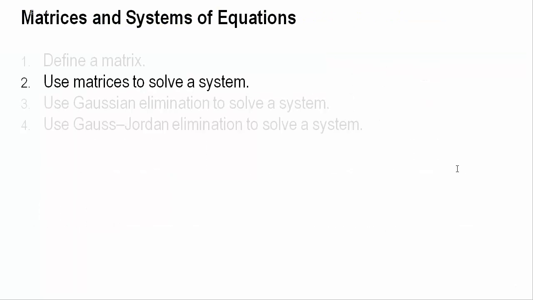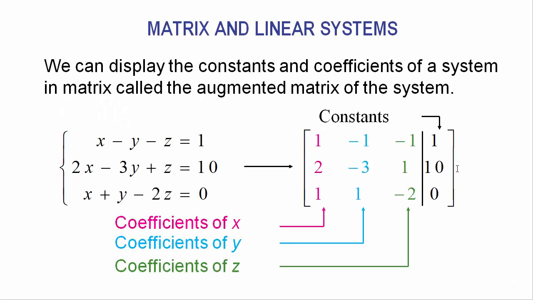All right, let's actually use a matrix to solve a system. So if we were given this 3 by 3 linear system of equations, we can write it as a matrix, and basically all you're doing is writing down all the numbers without the variables. So you just write down the coefficients. So there's my 1, minus 1, minus 1, and 1, right? And so on and so forth.